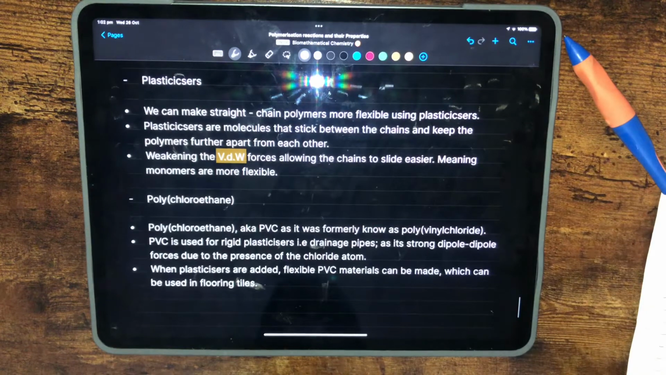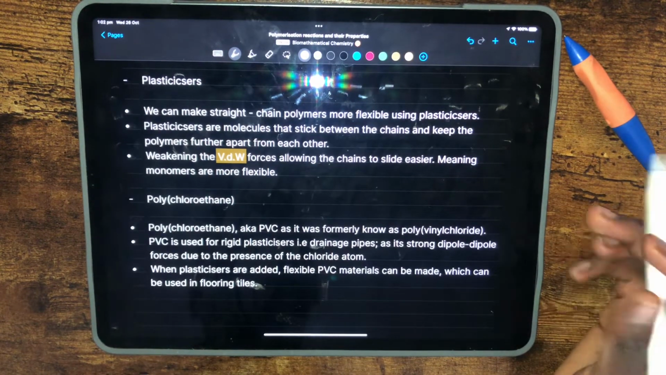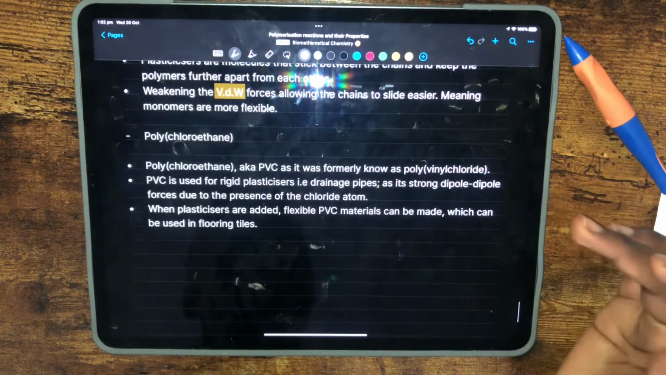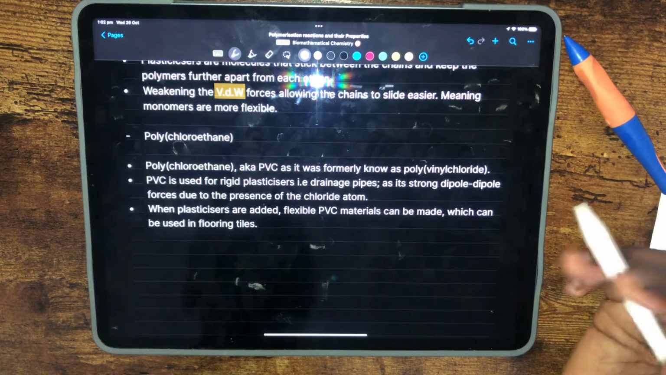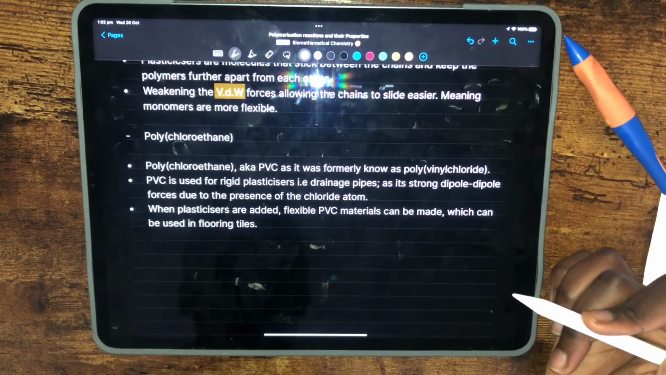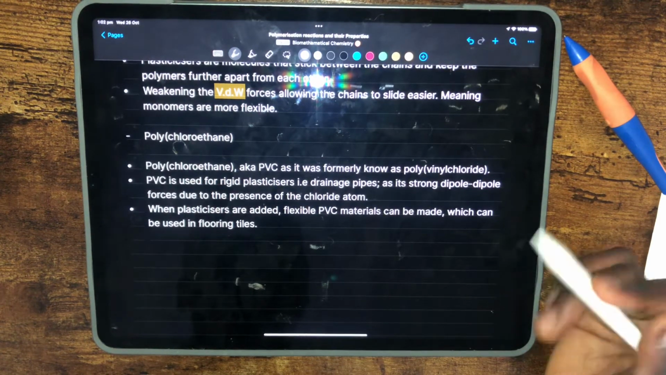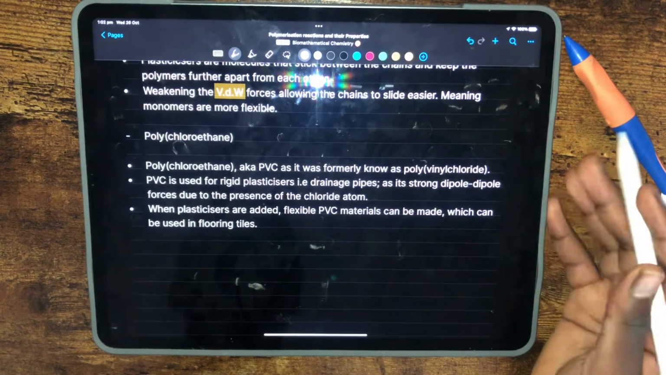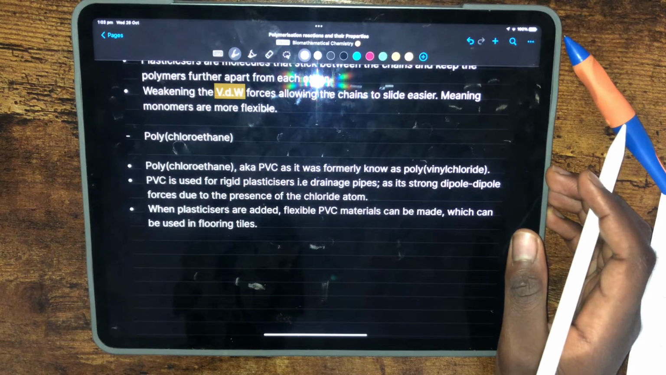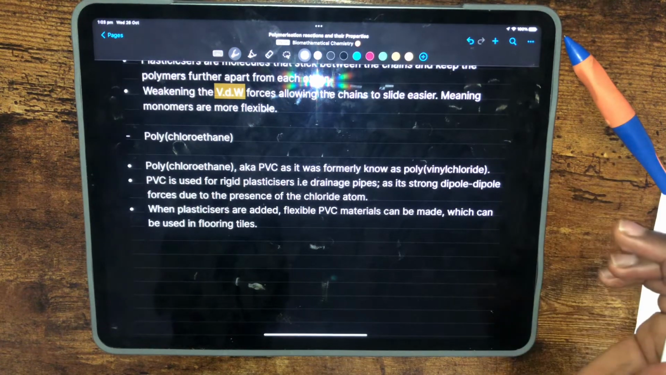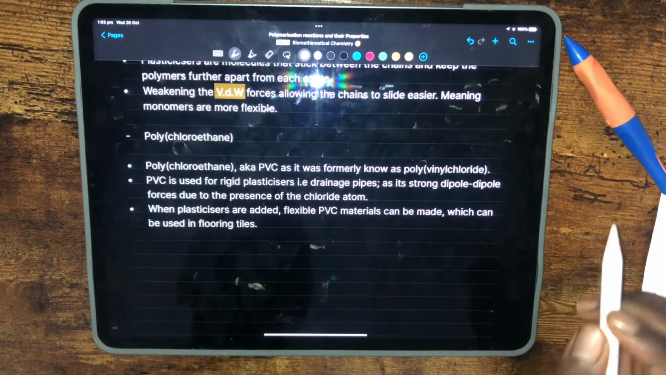Polychloroethene, also known as PVC, formerly known as polyvinyl chloride. PVC is used for rigid materials, i.e. drainage pipes, as it has strong dipole forces due to the presence of a chlorine atom. When plasticizers are added, flexible PVC materials can be made, which can be used in flooring tiles. So that's just an example. I don't think you really need to specifically know any example of plasticizers apart from phthalates. Actually, I'm wrong. You do need to know PVC and another example called phthalates.